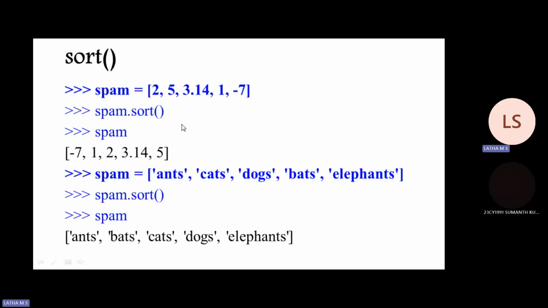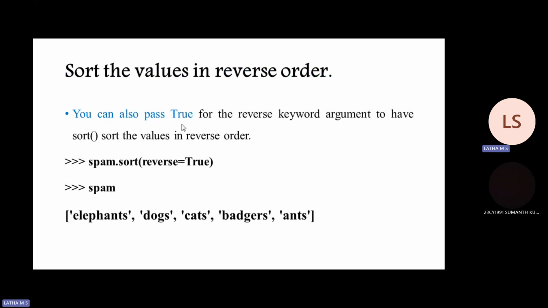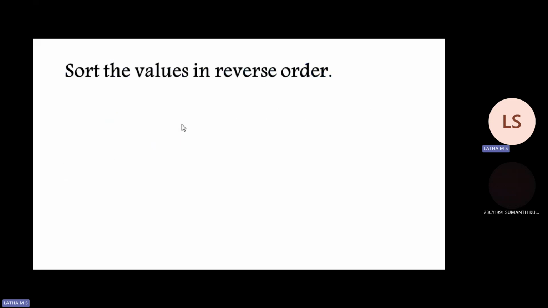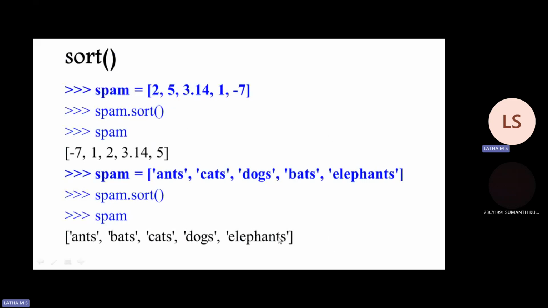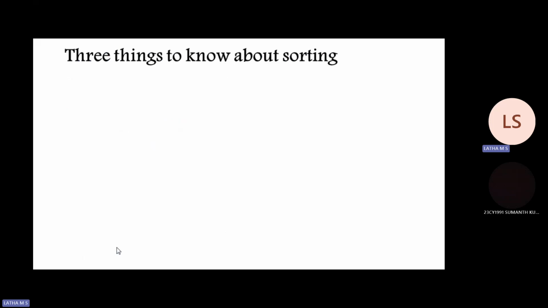Like spam dot sort was the syntax you are using to sort. When you want to sort in the reverse order, I mean decreasing order, you have to sort it with reverse equals true. So what is the answer you may get? For the earlier example, which was on the last: elephant, dogs, cats, bats, and ants. Here you find elephant, dog, cat, and ants, right? So this is the reverse order what you find.